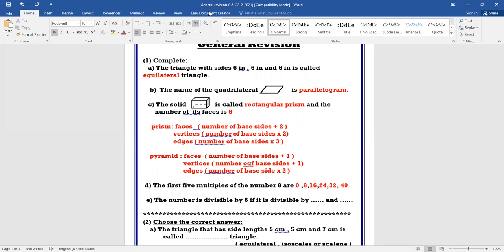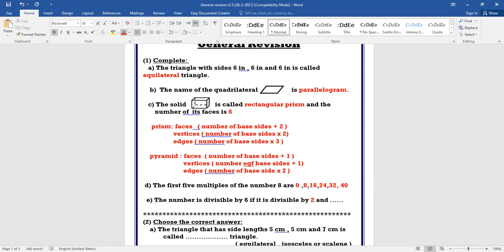طيب, the next one يا جماعة. يلا أمجد. The number is divisible by 6 if it is divisible by 2 and 3. Excellent. The rule of the divisibility. Again يا جماعة, quickly, our rules in the divisibility.